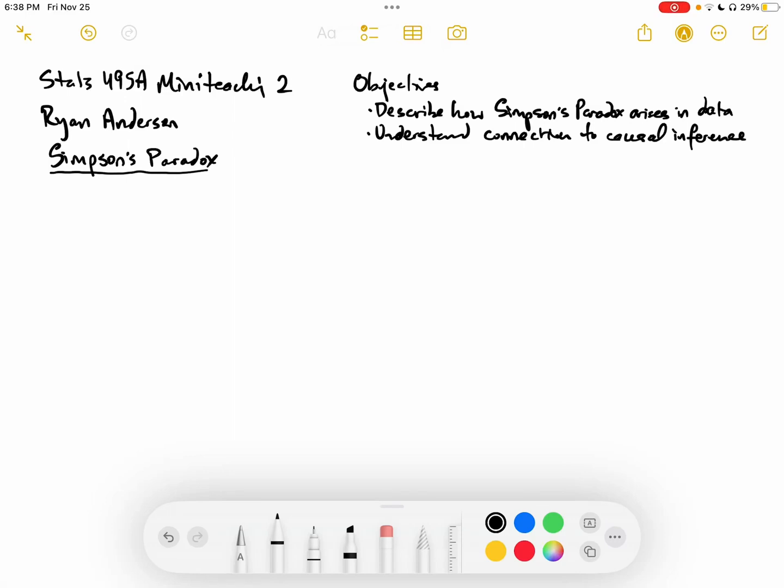Hey all, welcome to my mini teaching. This is Ryan Anderson, and today I'm talking about Simpson's paradox. Our objectives today are to describe how Simpson's paradox arises in data and then understand its connection to causal inference.